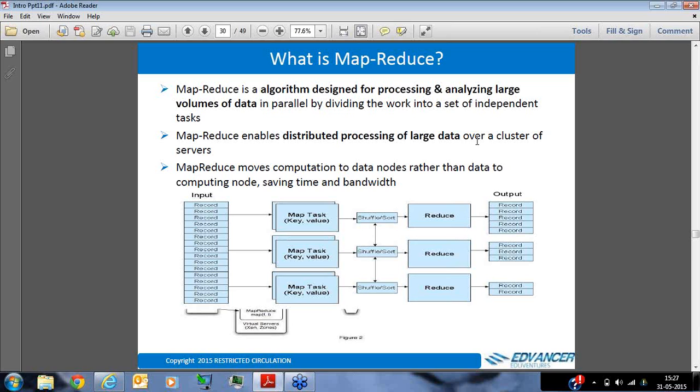So imagine moving terabytes of data to do the processing on a normal system versus actually moving the computing to where the data is being stored. This will save a lot of bandwidth. This will save a lot of time in terms of processing, and hence the time savings and the money savings are tremendous for companies who replace their legacy systems with Hadoop.